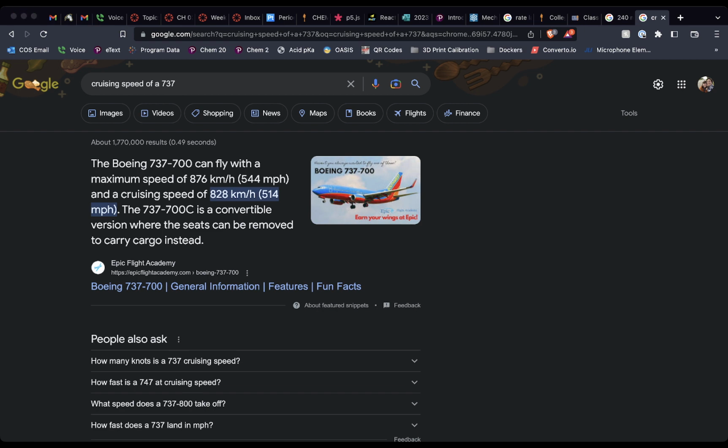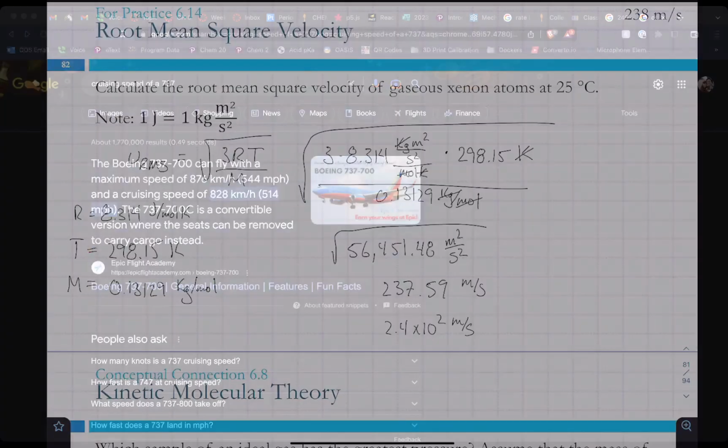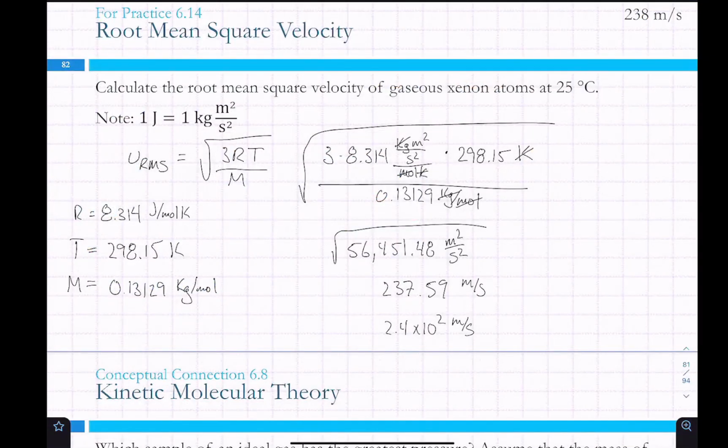So our xenon here is going just as fast as a 737. They are moving, but they're tiny. And that's slow because it's really big, right? So do this calculation for hydrogen, and they're zooming, but they have the same energy.